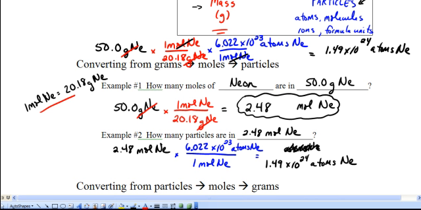Okay? In the next podcast, we're going to show you how to go back the opposite way. We'll start in particles, move through moles, and then end up in grams.